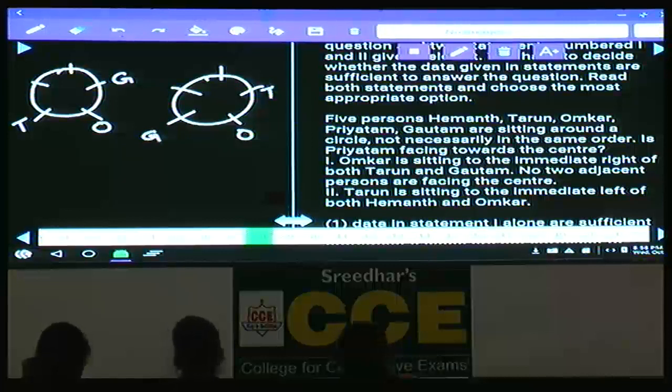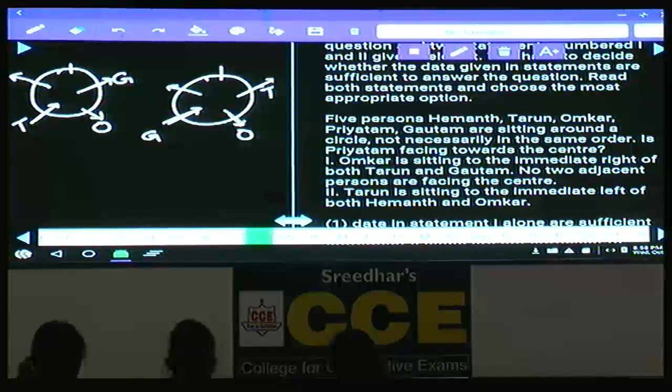Now this Omkar is to the immediate right of both these two persons. If Tarun is towards the center, then Gautam will be away from the center, and only then is Omkar to the right-hand side of these two persons. Similarly here, Gautam is facing towards the center and Tarun is away from the center, so only Omkar is to the immediate right-hand side of both Tarun and Gautam. No two adjacent persons are facing the center. As no two adjacent persons are facing the center, this person must be away from the center, and this person must also be away from the center. Similarly here again, these two persons must be away from the center.